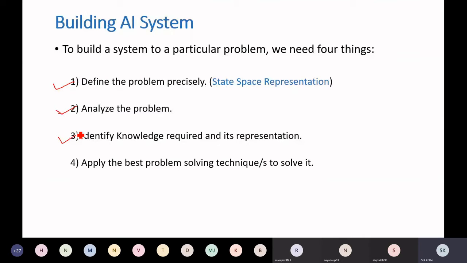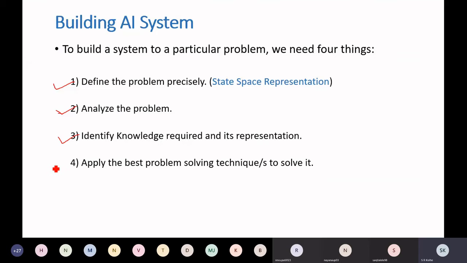The third step is to identify the knowledge required and its representation. Knowledge is an integral, central part of any AI system, and representation of that knowledge in the computer is very important, because as human beings we store knowledge in different forms, and a computer stores it in zeros and ones. So you first identify what knowledge is required for the given problem, and then think about how to incorporate that knowledge into the system.